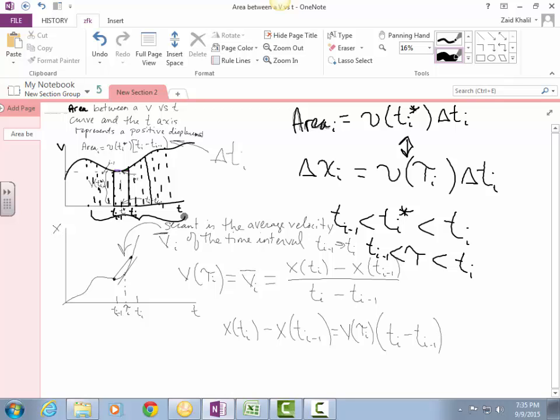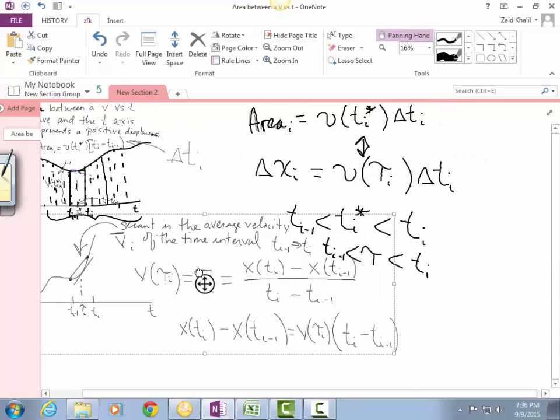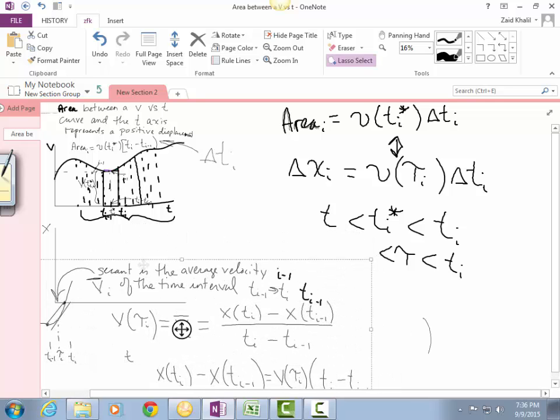And by increasing the number of subintervals, what's going to end up happening is, let me take this, move it a little bit. Oh, no. Let me erase this.